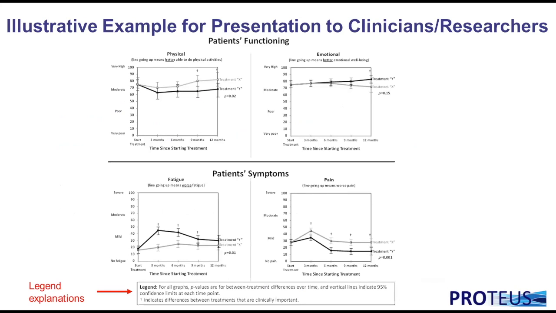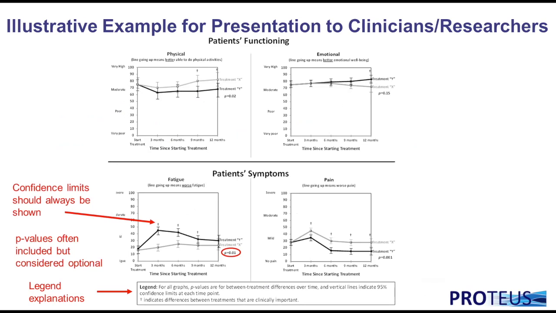The example for clinicians and researchers shows the confidence intervals that indicate statistical significance at each time point and the p-value for the overall difference between groups over time. Both the confidence limits and p-values are explained in the figure legend.